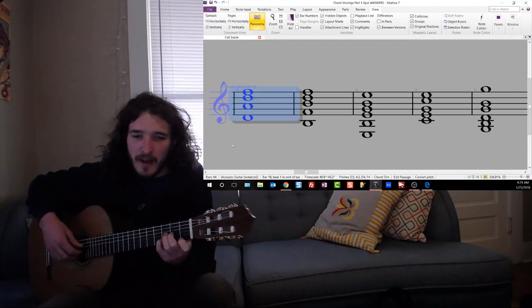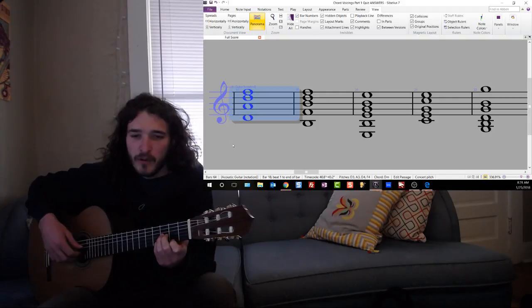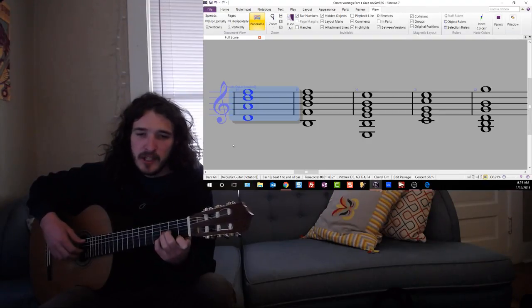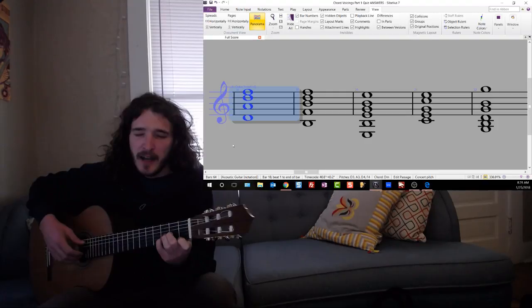Okay, what chord do we have here? What Roman numeral is it? What voicing number do we have? We have D minor, voicing 5, which is 5, 4, 3.